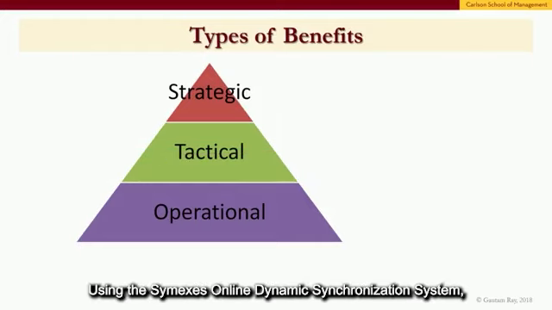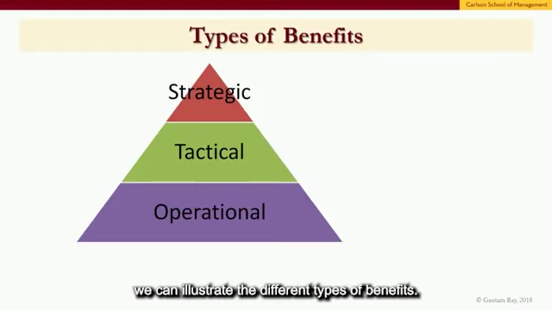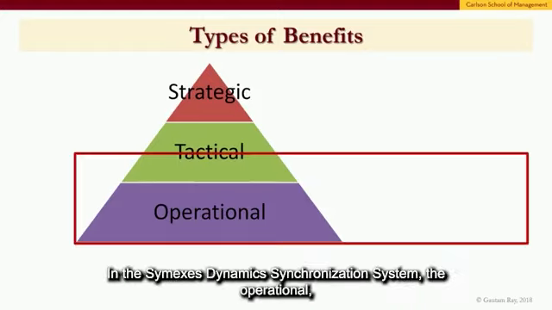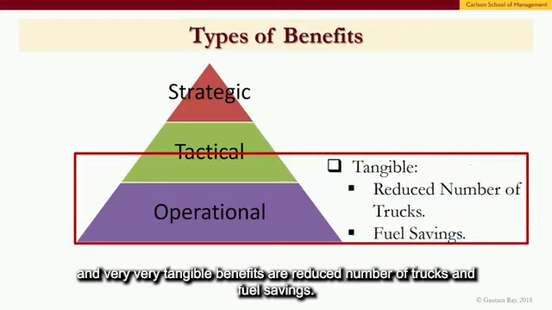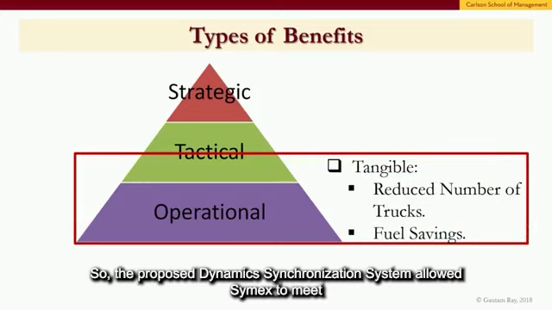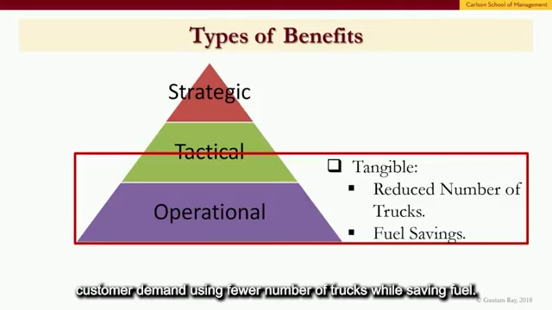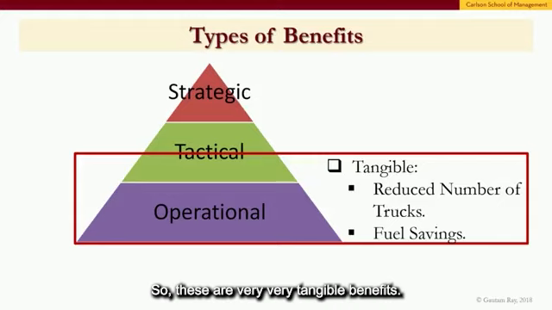Using the CMEX's online dynamic synchronization system, we can illustrate the different types of benefits. In the CMEX's dynamic synchronization system, the operational and very tangible benefits are reduced number of trucks and fuel savings. So, the proposed dynamic synchronization system allowed CMEX to meet customer demand using fewer trucks while saving fuel. So, these are very tangible benefits.